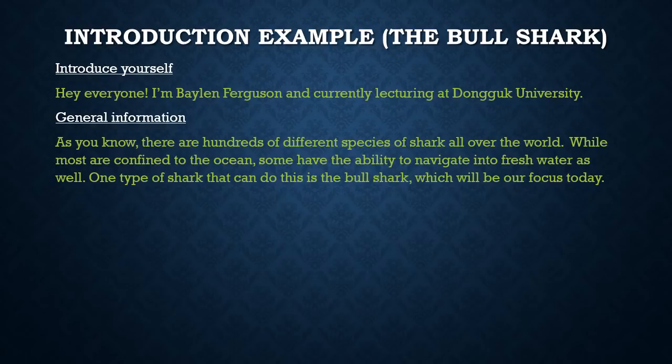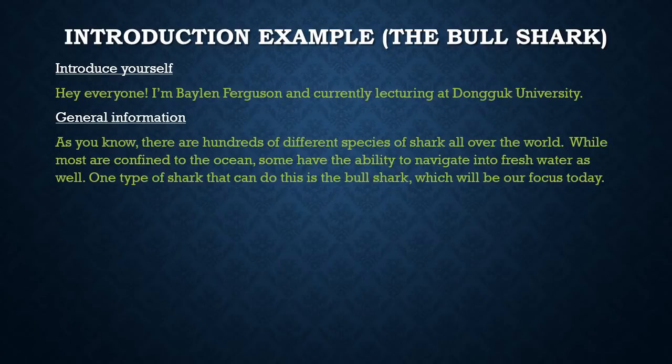While most are confined to the ocean, some have the ability to navigate into fresh water as well. One type of shark that can do this is the bull shark, which will be our focus today. Okay, right, so I gave general information about sharks and a little bit of general information about the bull shark itself, on how it can actually navigate from saltwater to freshwater. But anyway, it's just brief general information, a brief look into what our topic's going to be, right?